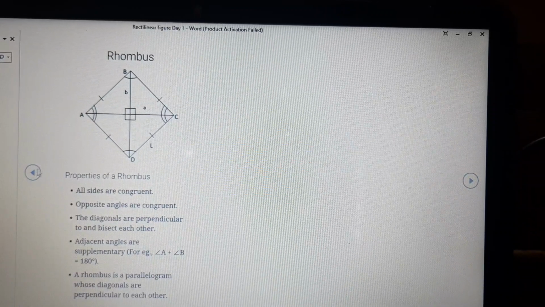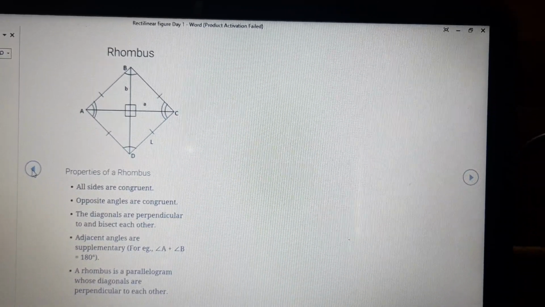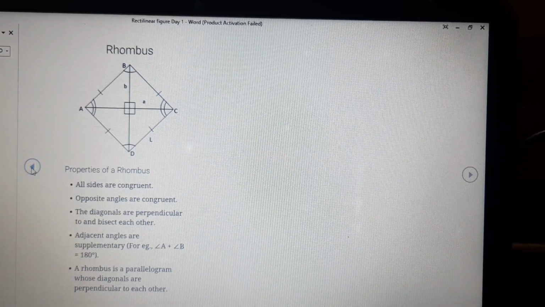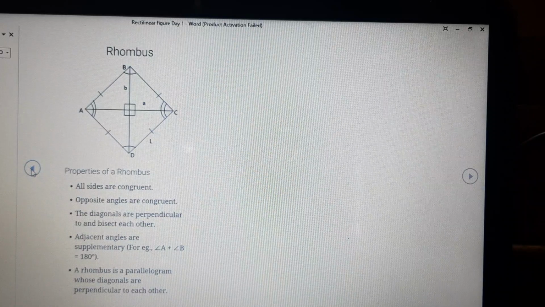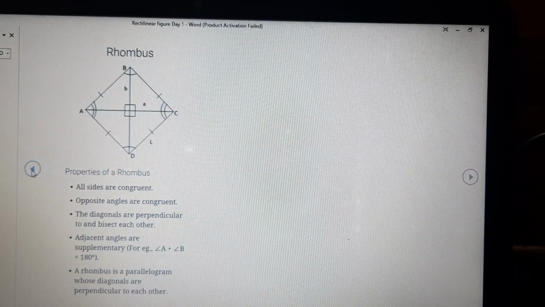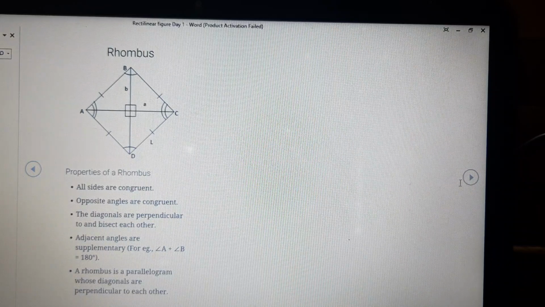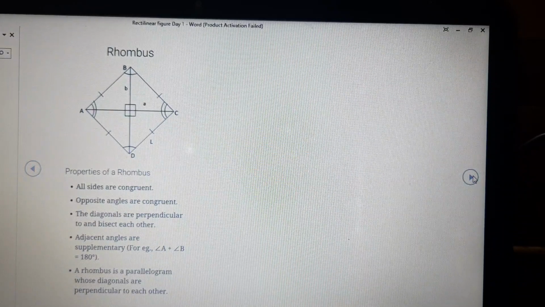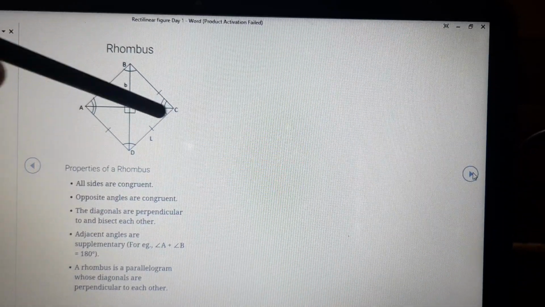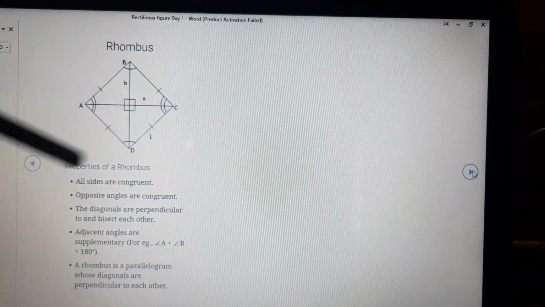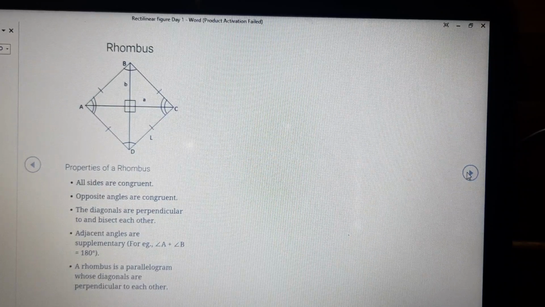One more thing. In the case of a rhombus and a square, diagonals bisect the vertex angles. Okay, in the case of a rhombus and square, diagonals bisect the vertex angles. It means angle A, here AC is bisecting angle A, here BD is bisecting angle B and angle D. Fine.